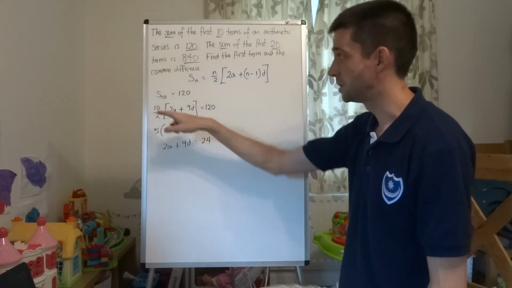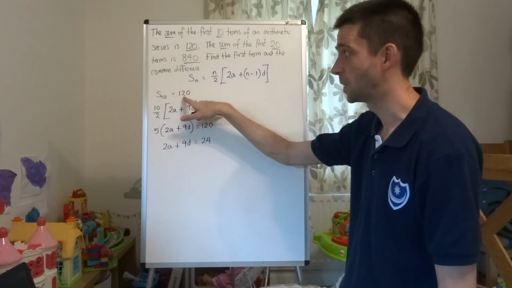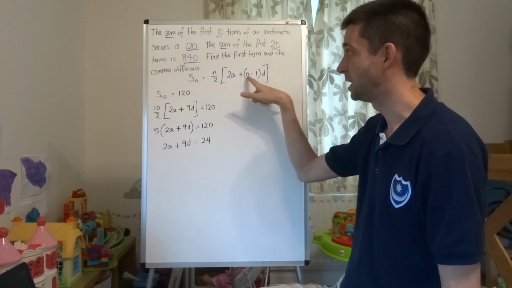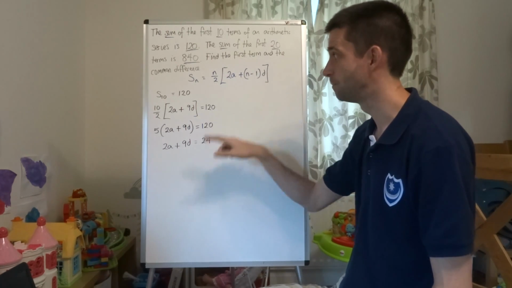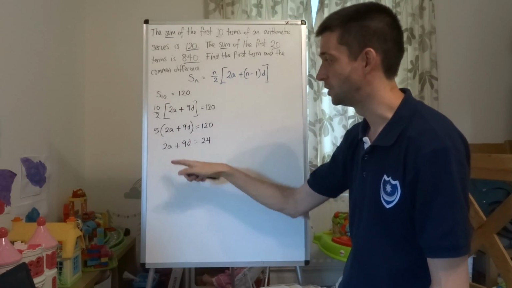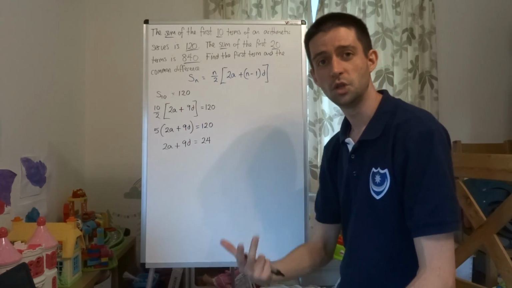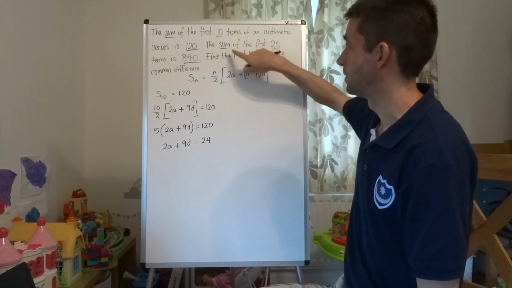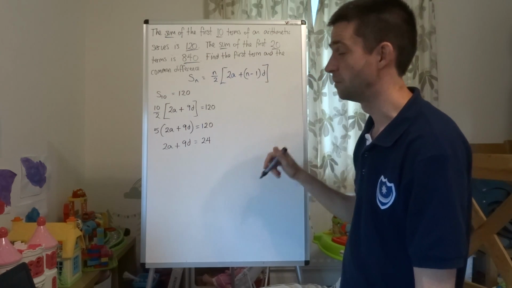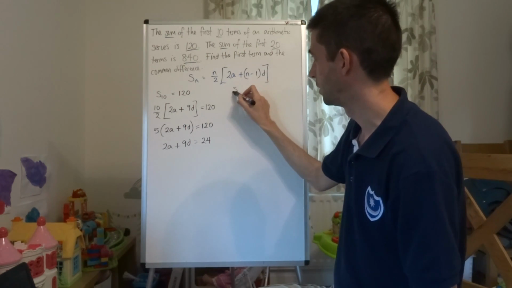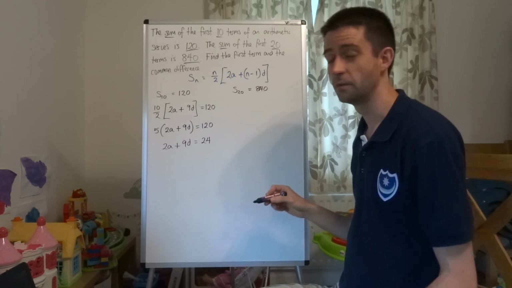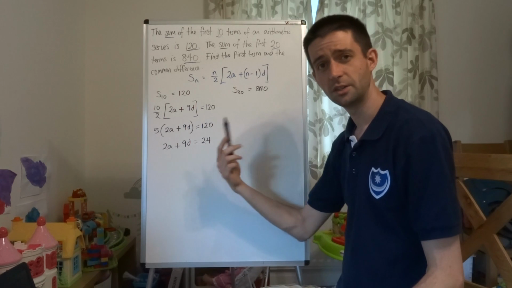So I knew that the sum of the first 10 terms is 120, so I replaced n with 10 in both places in this formula for the sum, and I now have an equation in terms of a and d, which are the two things I'm trying to find out. I'm also told that the sum of the first 20 terms is 840. So on this side of the board I'll just write sum to 20 is 840. And I'm just going to do the exact same process.